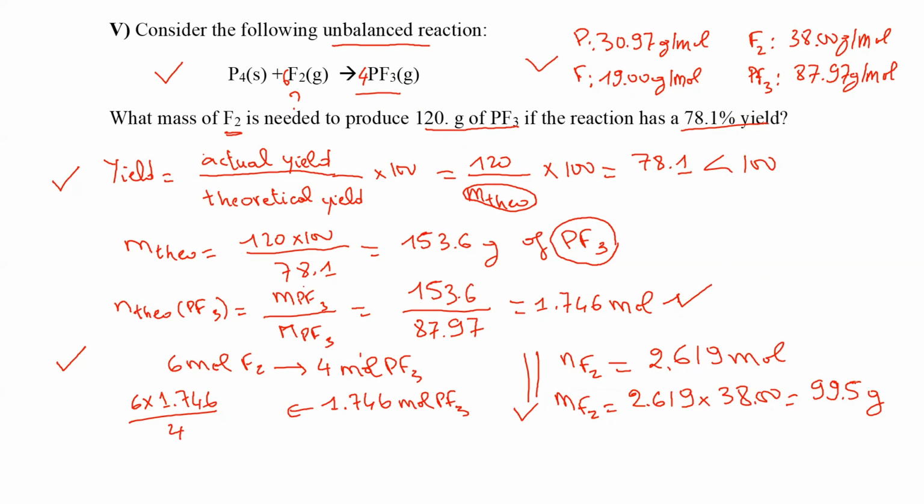Okay, if you have 99.5 grams of fluorine gas, you can produce only 120 grams of PF3. While if you check the stoichiometry, you should be able to get up to 153.6. So from the known yield, we go back to the amount of fluorine that we put inside our reactor. Okay, so you have to be able to go back and forth from the products to the reactants and from the reactants to the products.